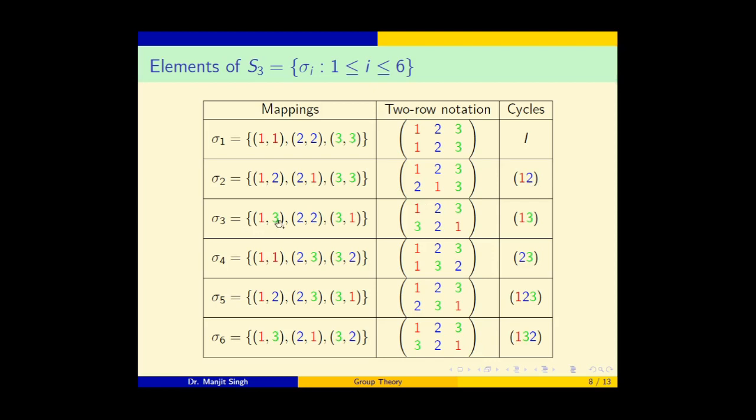In a similar way we can describe all the elements. Here sigma 5: 1 has image 2, 2 has image 3, 3 has image 1. So here, (1 2 3), there is a connectivity. We can write it this way: 1 goes to 2, 2 goes to 3, and 3 goes to 1. So there are 3 factorial, 6, elements in S3.